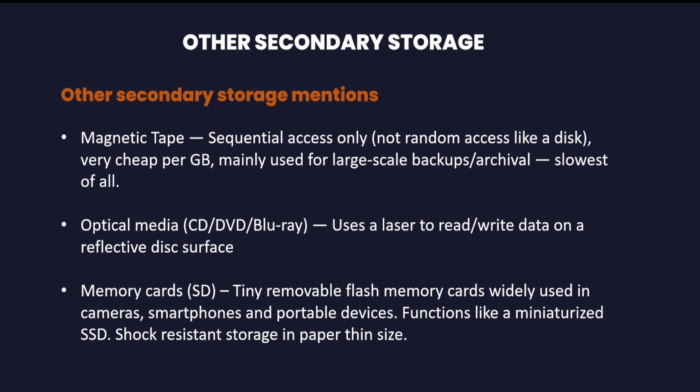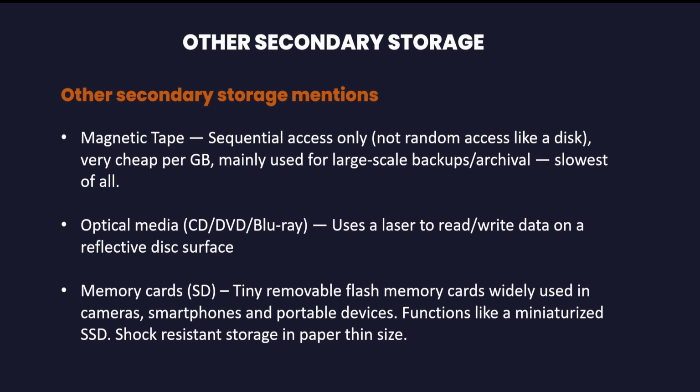Other secondary storage mentions. First, magnetic tape: sequential access only, not random access like a disk. Important point, it is very cheap per GB, mainly used for large scale backups and archival. It is the slowest of all. So, all the organizations for backing up their data files use magnetic tape.